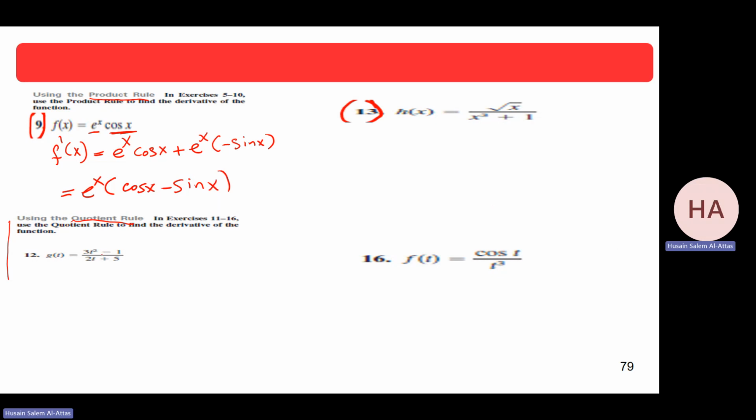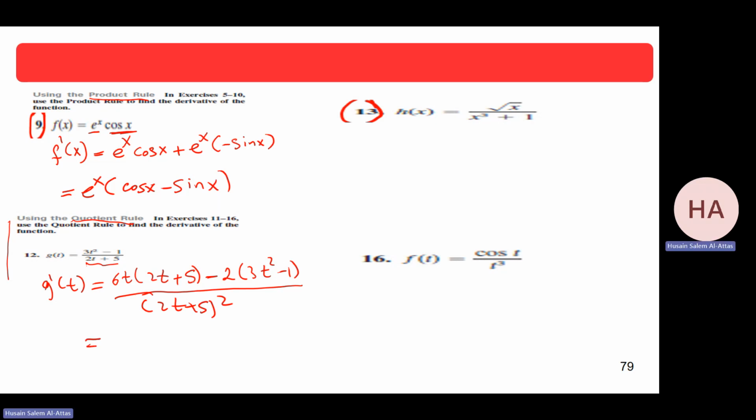of two functions. Now, what you have, I need to find g prime. So g prime will be what? Derivative of the numerator, which is 3t square. What's the derivative of 3t square? It will be 6t times the denominator minus the derivative of this, which is 2 times the numerator over the denominator square.